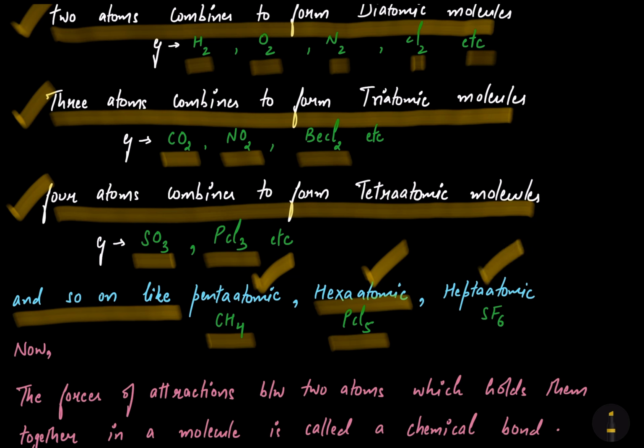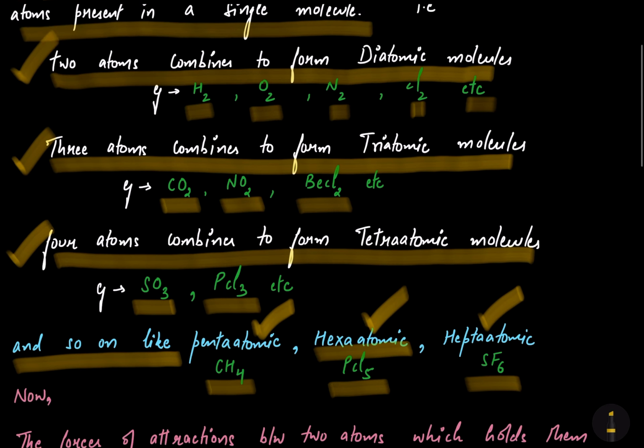It's heptaatomic. That means a total of 7 atoms. So the example is SF6. Here we are having one atom of sulfur and 6 atoms of fluorine. So in total we are having 7 atoms. So it's a heptaatomic molecule.